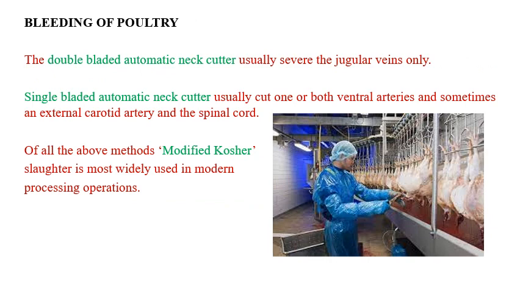Continuing bleeding of poultry. Nowadays there is modern mechanized large-scale slaughter, where the double-bladed automatic neck cutter usually severs the jugular veins only. Sometimes there is a single-bladed automatic neck cutter, which usually cuts one or both ventral arteries, sometimes an external carotid artery, and the spinal cord. Of all the above methods for poultry bleeding, the modified kosher slaughter is most widely used in modern processing operations.